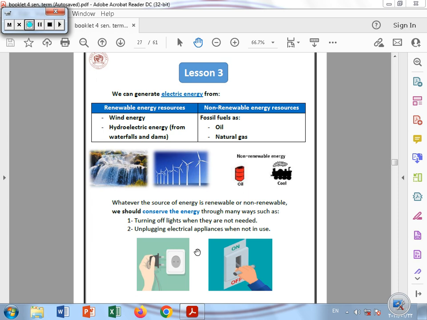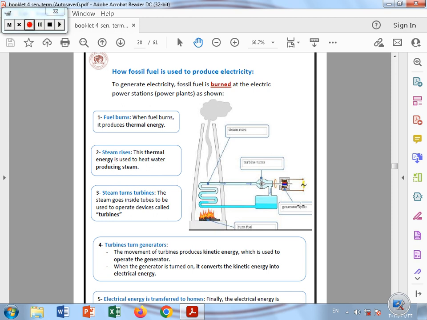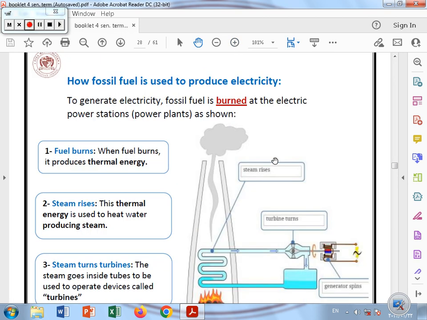And now we are going to talk about how we can generate electric energy using the non-renewable energy resources inside the electric power stations. Okay, so inside the electric power stations we use fossil fuels to produce electricity, or electric energy, and this comes from burning the fossil fuels. So the main point of producing energy is burning the fossil fuels.